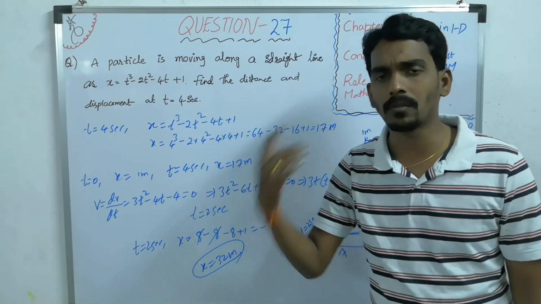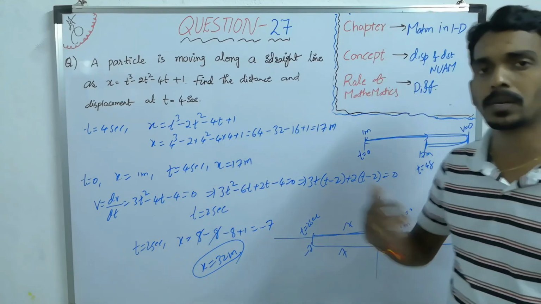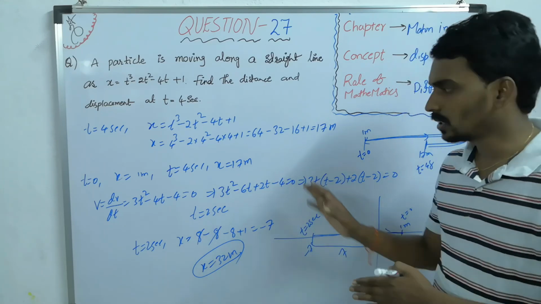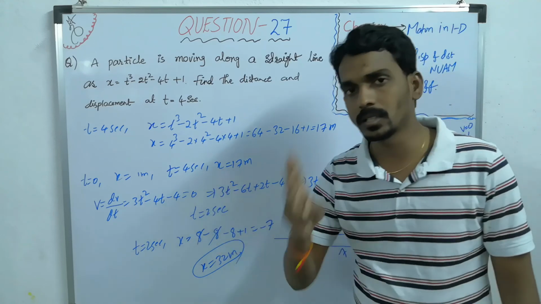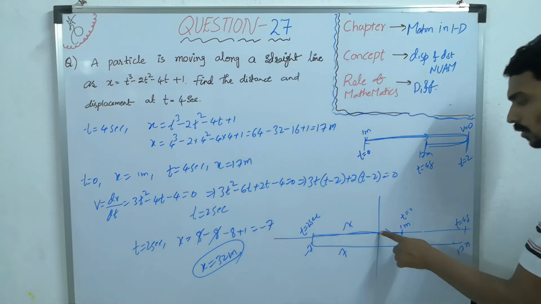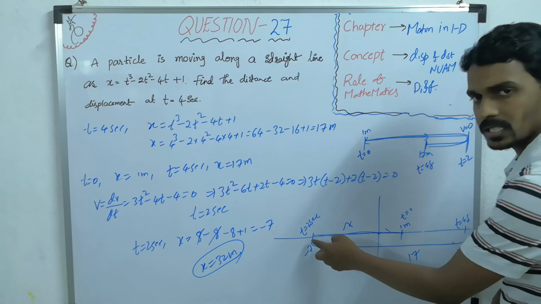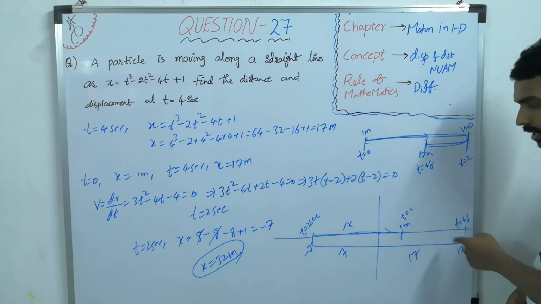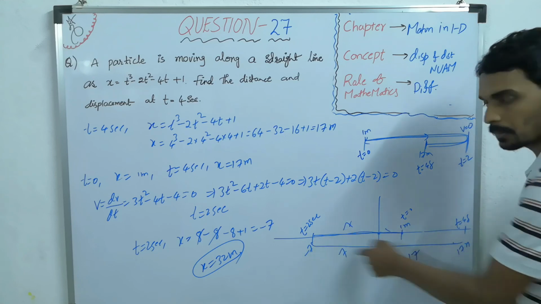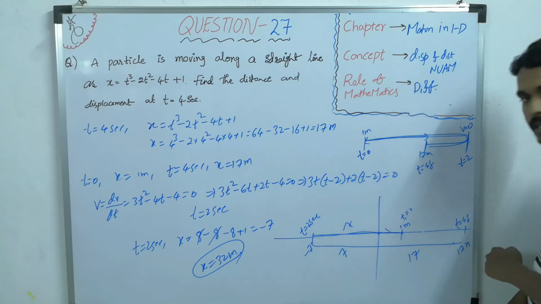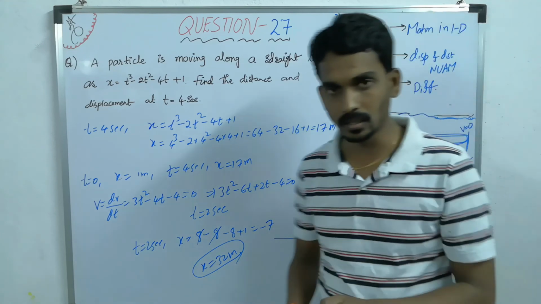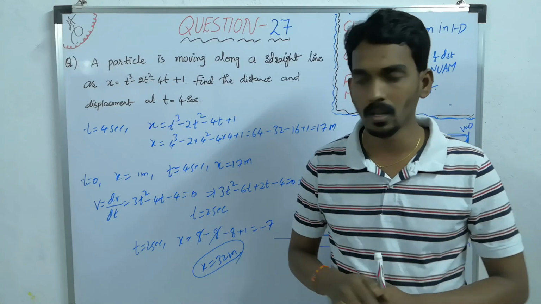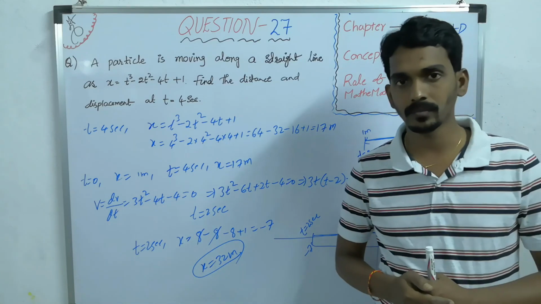Finding displacement is always easier, but finding distance is a little bit tough. You have to apply the procedure: you need to find three different positions. The initial position, the position when velocity becomes 0, and the final position at the given time. Then you have to find the total length of the path. Then only you will find the journey. Then only you will get the correct answer. Otherwise you will get only the displacement, and you will get a wrong answer. So please try to take care. So thank you.